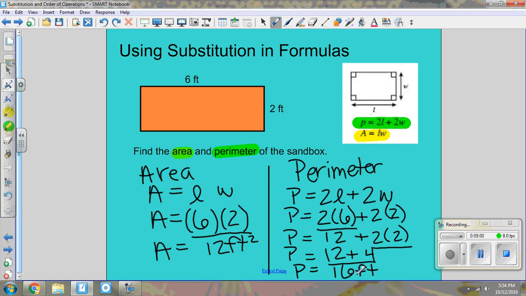So we've gone through how to solve using substitution and order of operations, a quick review. So we're going to really be using formulas in our practice because that's getting ready for our future units in 7th grade.